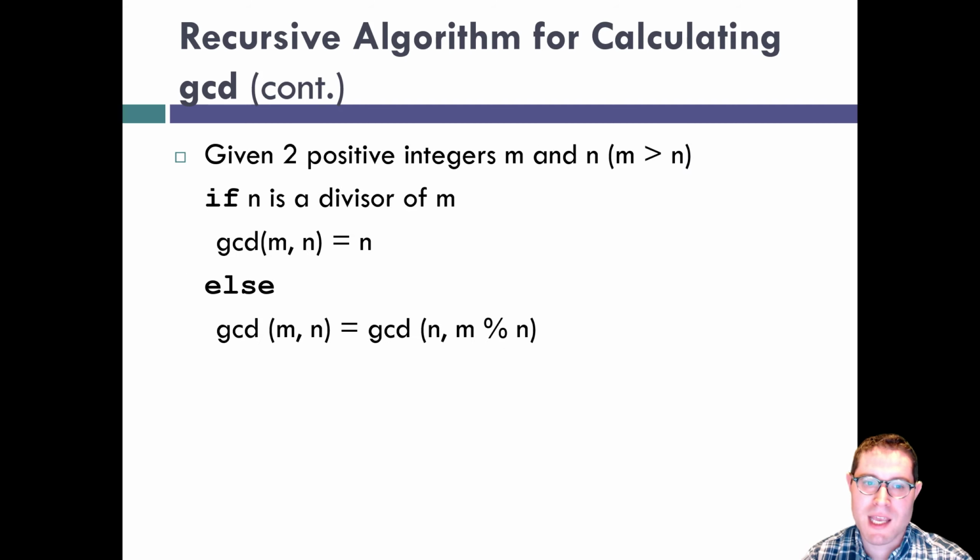Well, we have a wonderful recursive algorithm. Given two positive integers m and n, where m is greater than n: if n is a divisor of m, GCD(m, n) is equal to n. Else, GCD(m, n) is GCD(n, m mod n). Got that? No, of course not, because mathematicians really bug me when they use m and n as variables.